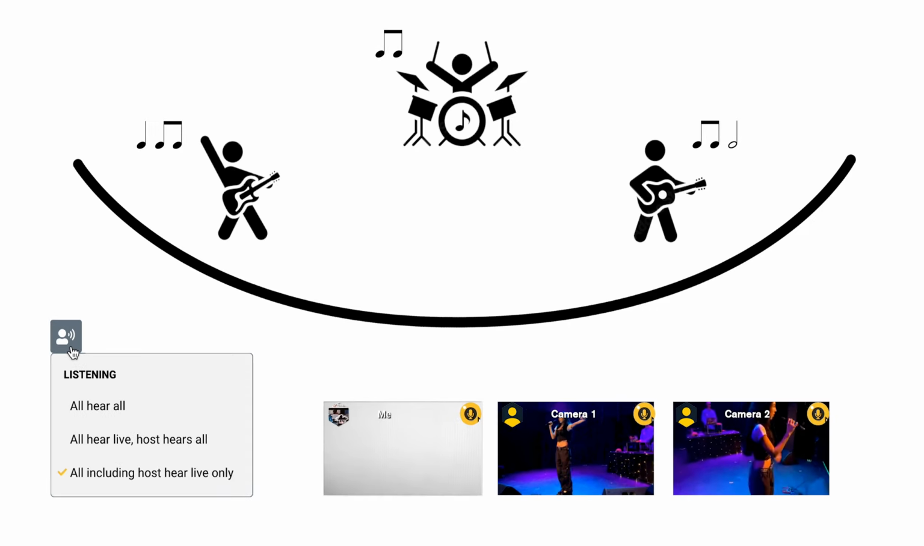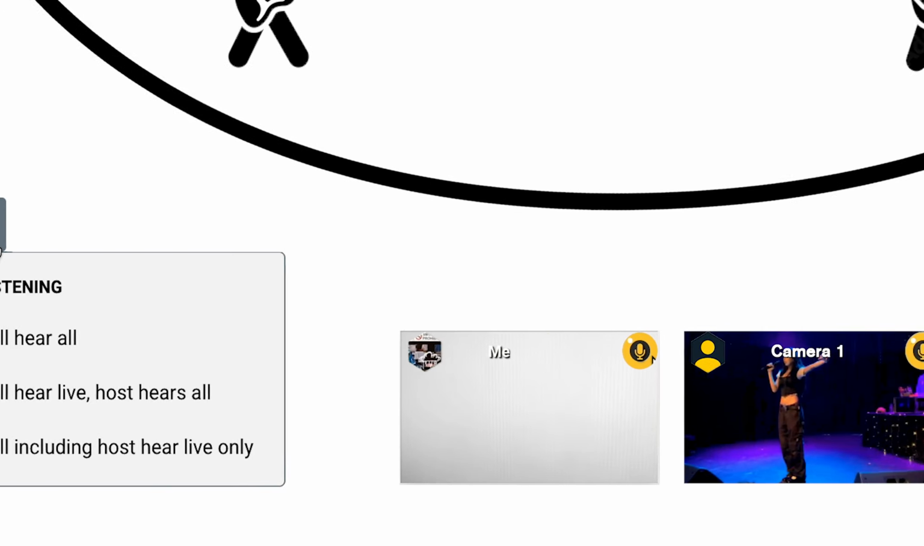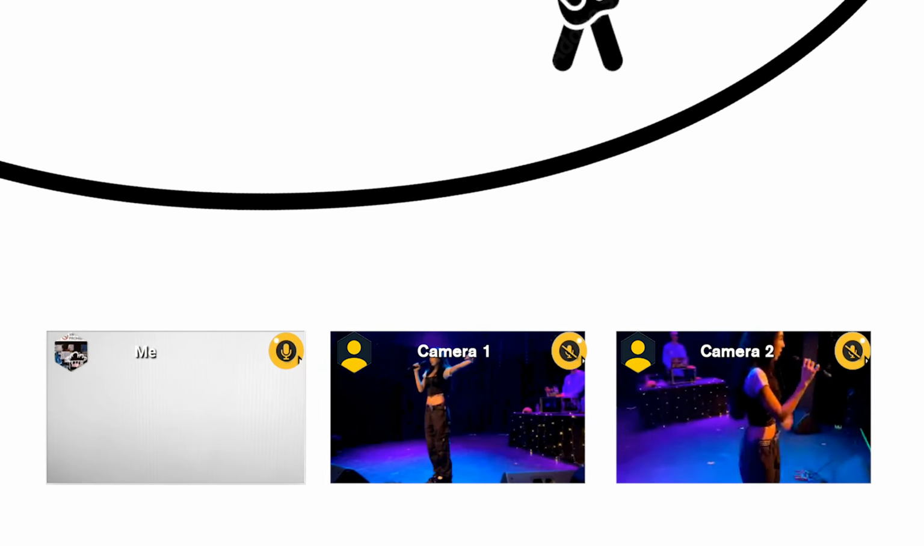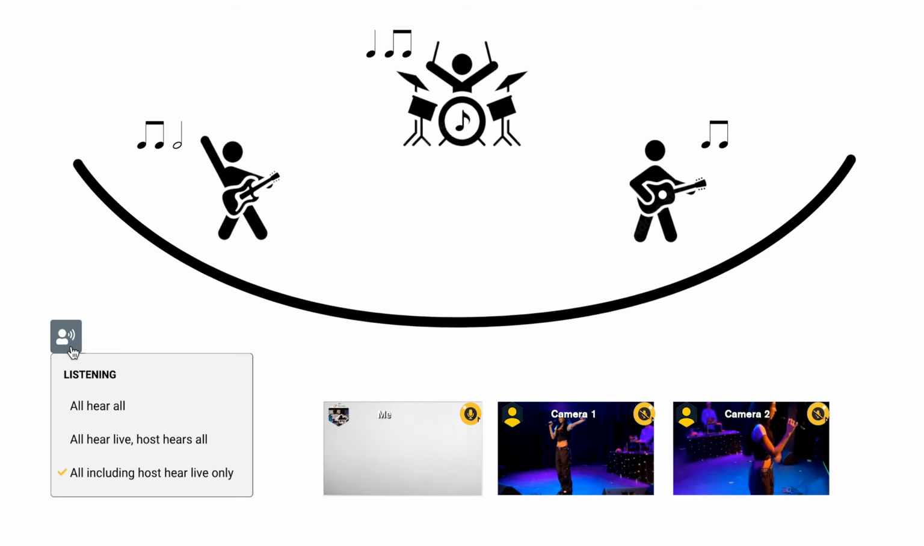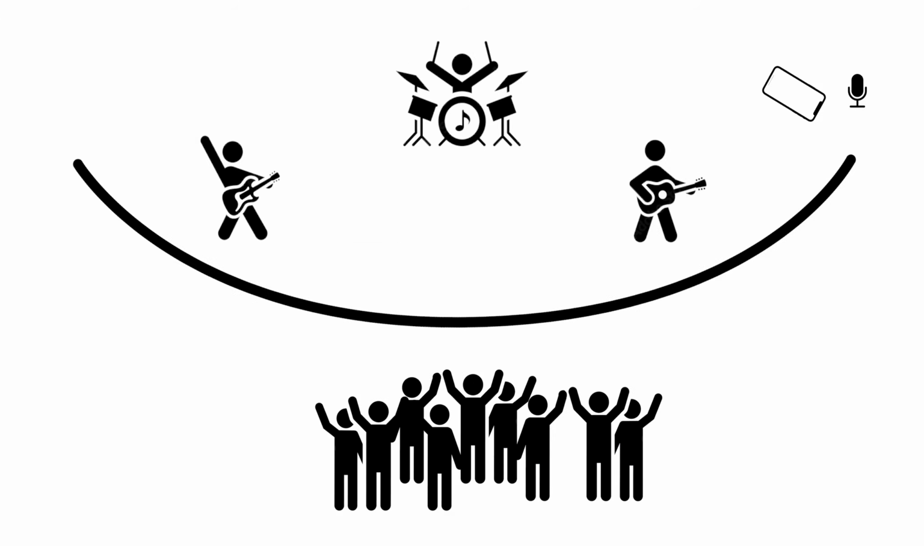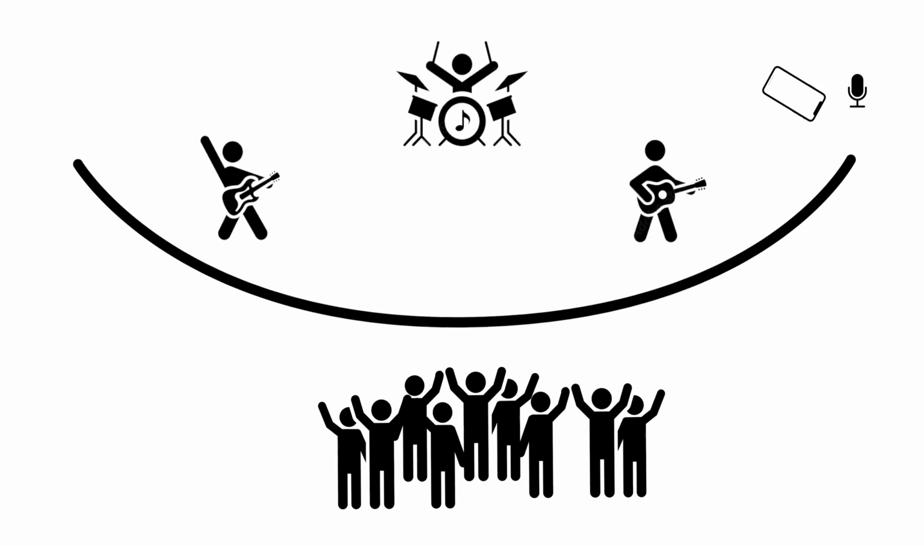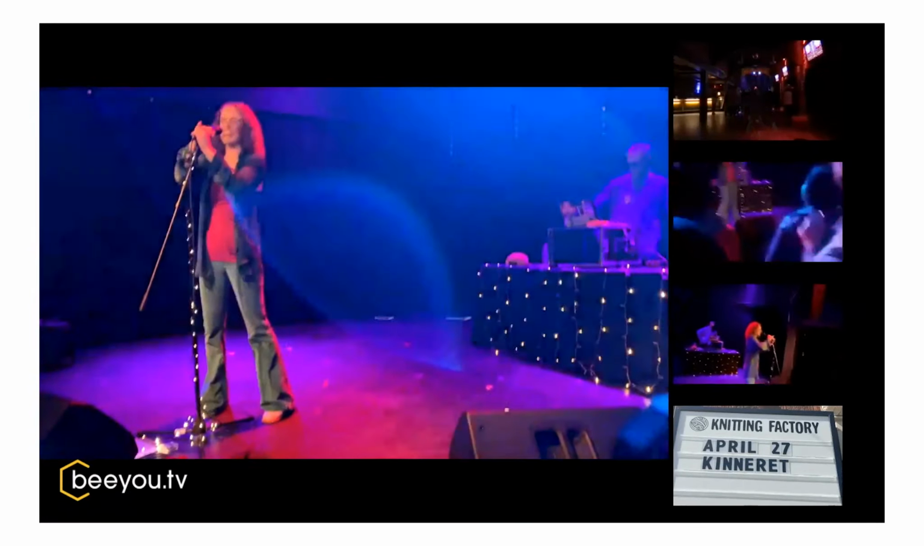For our small concert example, let's choose All Hear Live Only, and mute all other inputs in the Guests panel besides the Me feed containing the booth mix. In between songs, let's unmute camera 4 so we can broadcast the crowd reaction. From here, just cut between the shots as you see fit to keep it interesting and highlight important moments.